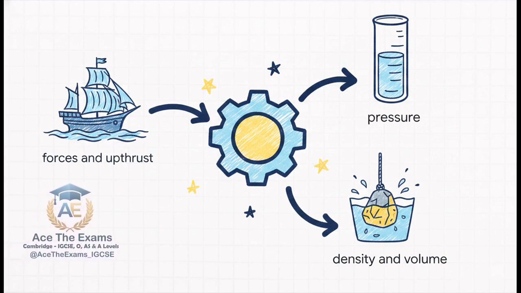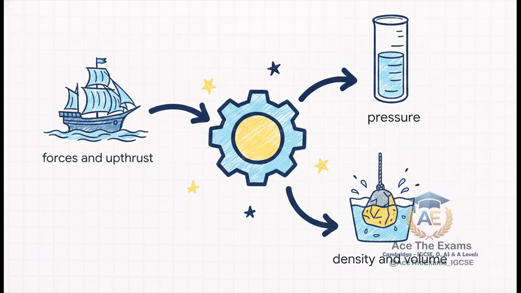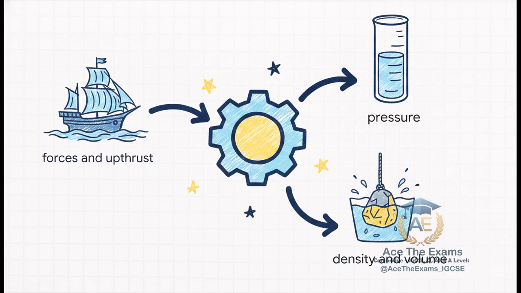But then, the very next part of the question suddenly pivots. Now they are asking you about the pressure exerted by that exact same liquid at a specific depth. Suddenly you need to pull in the formula, pressure equals density times gravity times height. Or they might tie density into forces.